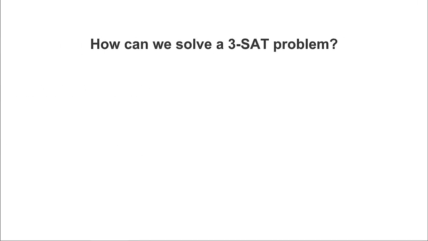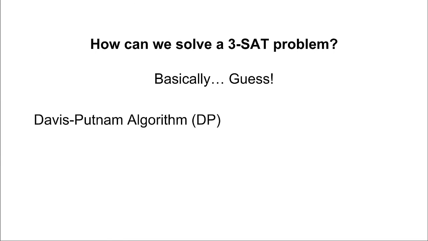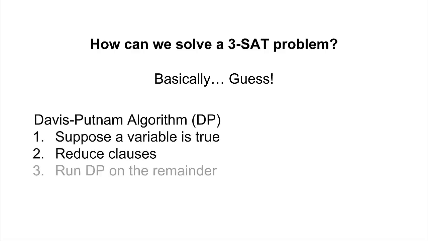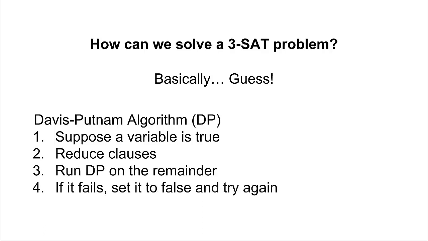So how do we solve a 3-SAT problem? Well, basically, we guess. The Davis-Putnam algorithm for solving a satisfiability problem is to set a variable to true, reduce any of the clauses containing the variable, and then run the algorithm on the remainder. If it fails, then set the variable to false instead and try again.